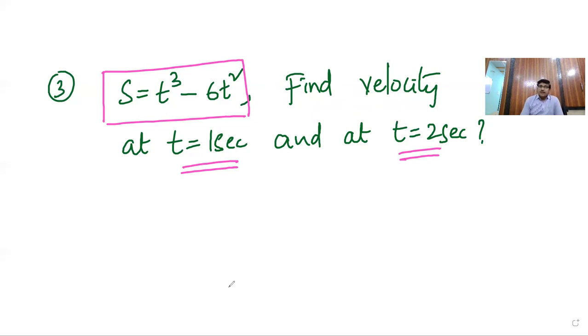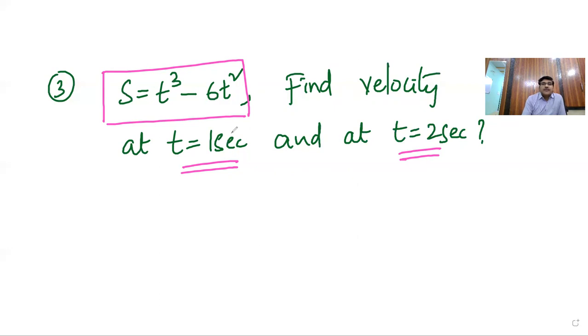Here, let us solve this one equation and be careful in the problem. At t is equal to 1 second, velocity is required. That means at a particular instant of time. That means instantaneous velocity is ds by dt. Similarly, at t is equal to 2 seconds, again at a particular instant of time, again ds by dt. Clear? So first, let us differentiate this equation.